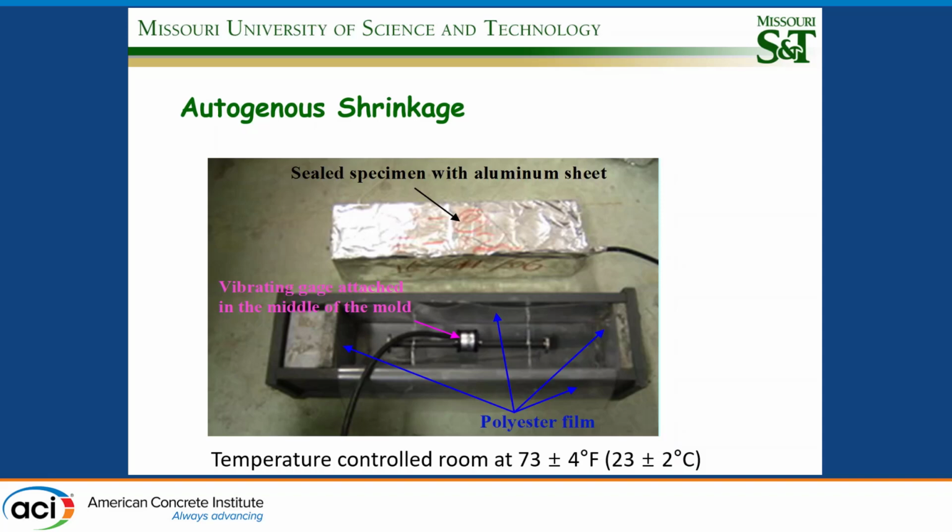After 1 day, we demold them, and then we wrap them with self-adhesive aluminum paper, 2 layers. We measure the mass, and there's no mass loss, and that's why we call it autogenous. So all the shrinkage is really internal.